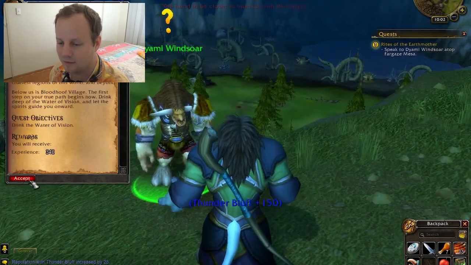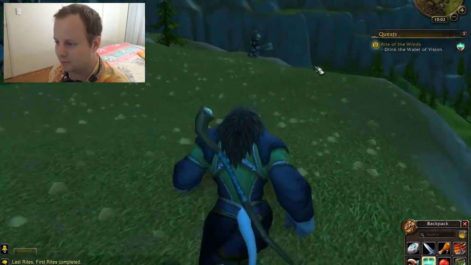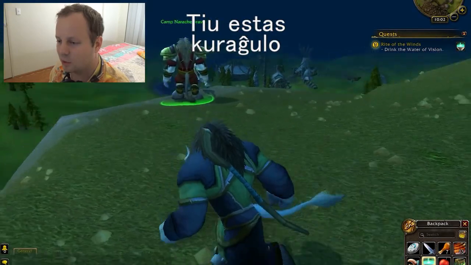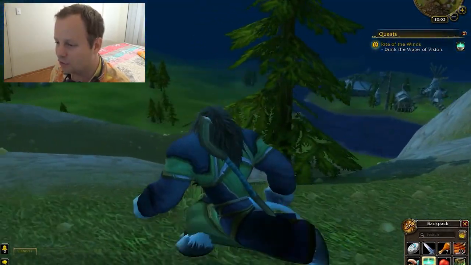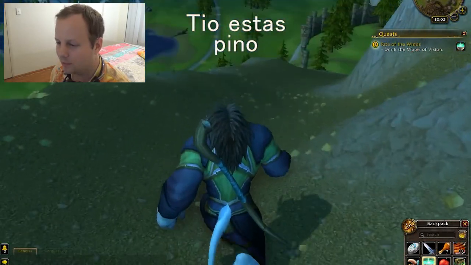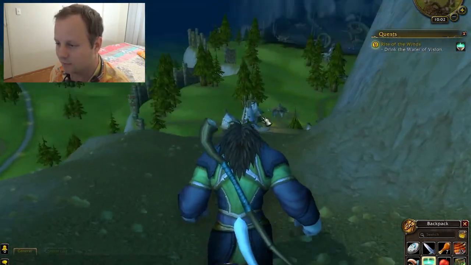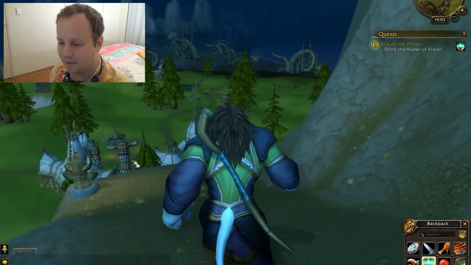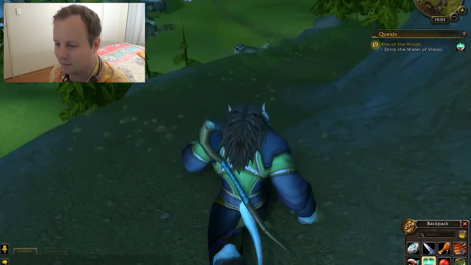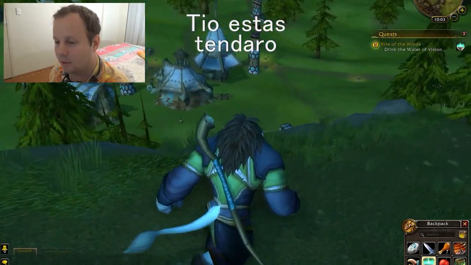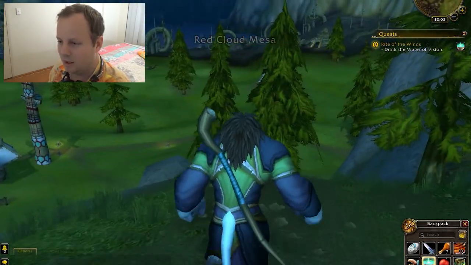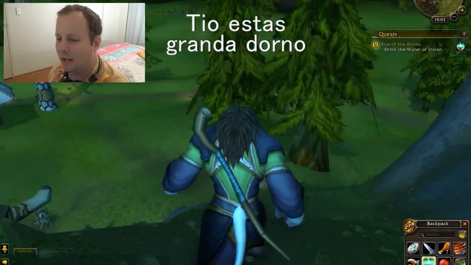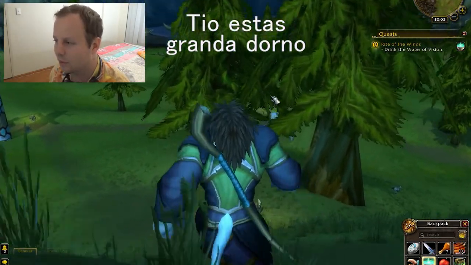Now let's just hand in this quest. So how would you say that is a brave? Tiu estas kurajulo. How would you say that is a pine tree? Tio estas pino. How would you say that is a lake? Tio estas lago. And how would you say that is the camp? You know, the grouping of tents? Tio estas tendado. And how would you say that is a big thorn? Tio estas granda dorno. Very good, very good.